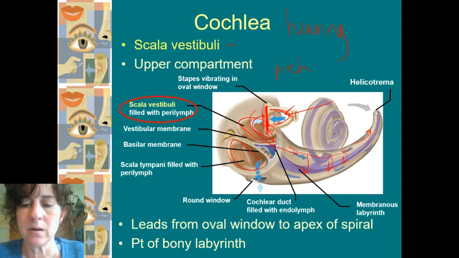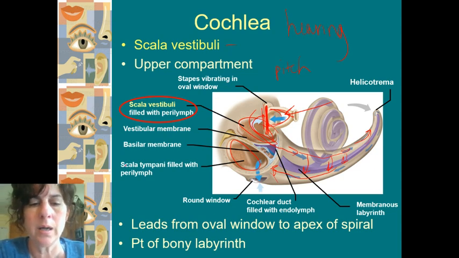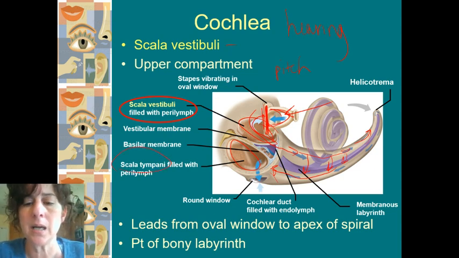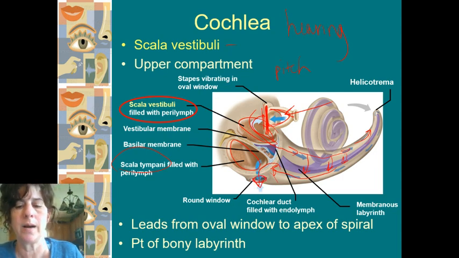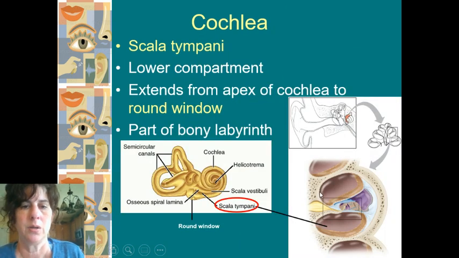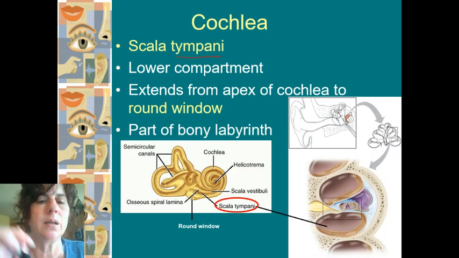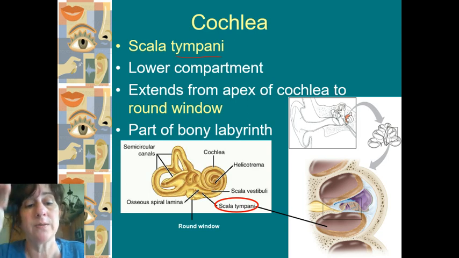Then as they cross, they're going to come back out this lower vestibule, this lower canal. That's called the scala tympani. And then it's going to leave through another window called the round window, because it has a little more round shape to it. Okay. So scala tympani is the lower compartment. That's where the sound waves have already crossed the membrane and they're coming back out again.